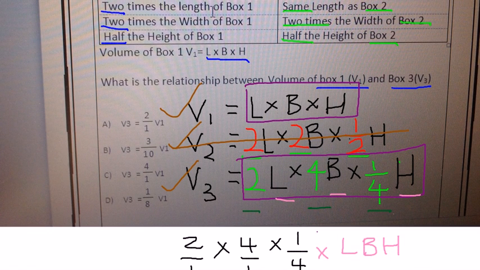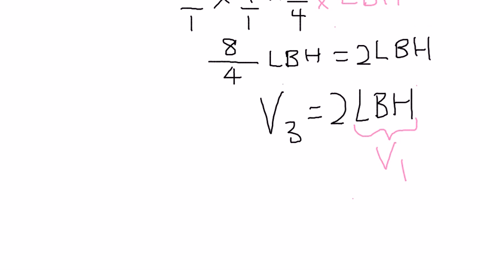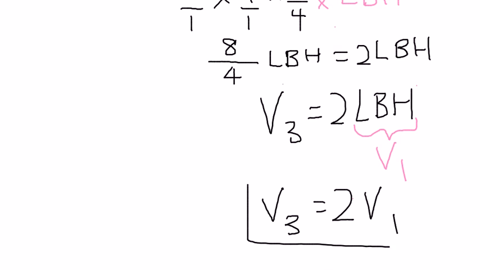If we look back up at the top, we'll notice that LBH is actually, here, LBH, is actually V1. Okay, so all you have to do now, you replace the LBH with V1. Now, in the short form, or in the final form, it will be V3 equals to 2V1. Thank you.